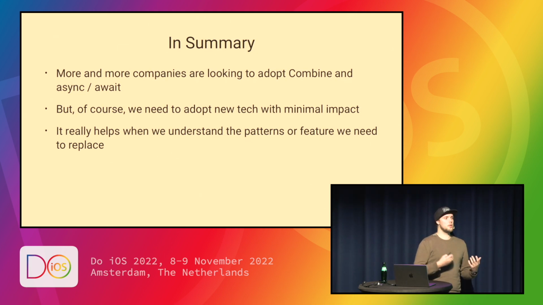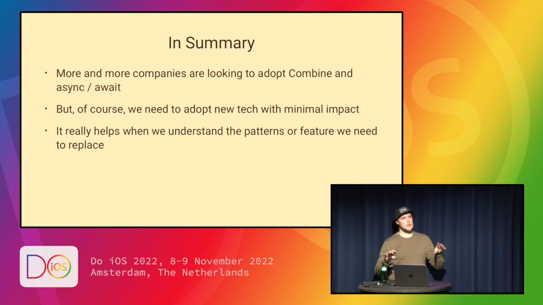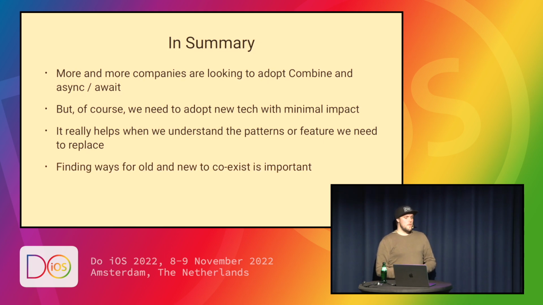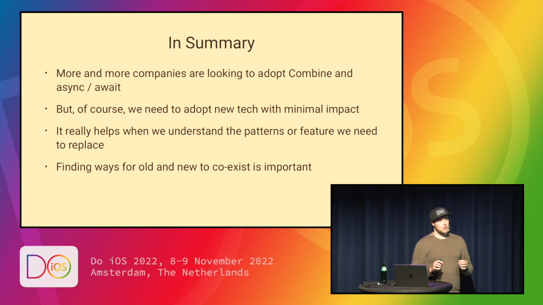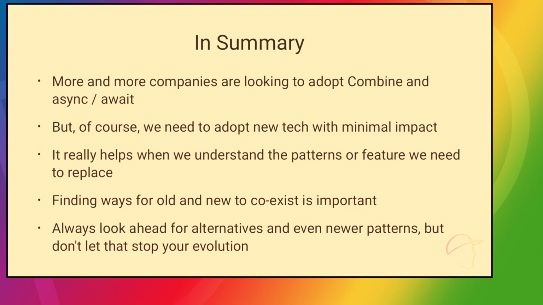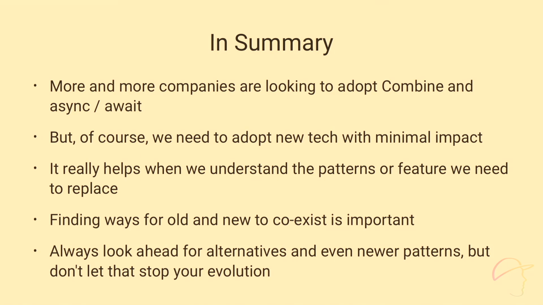Because we looked at closures and completion handlers first, we were able to see, oh, hey, there's two different kinds of paradigms that we're replacing here. What solution fits best? Finding ways for old and new to coexist is very important, right? That helps us avoid code duplication. It helps us make sure that we bridge things correctly. And it's always good to look ahead for alternatives and newer patterns, right? Like if you're implementing combine, look at async await. Where could async await shine, right?